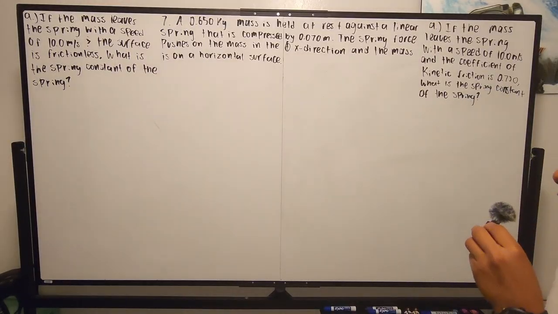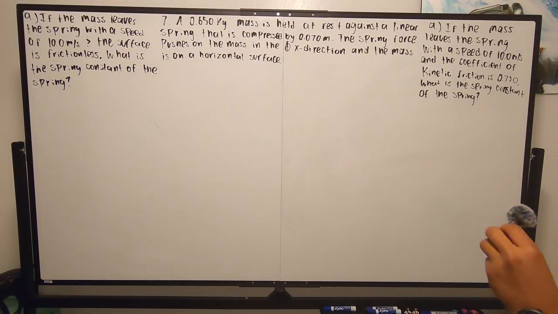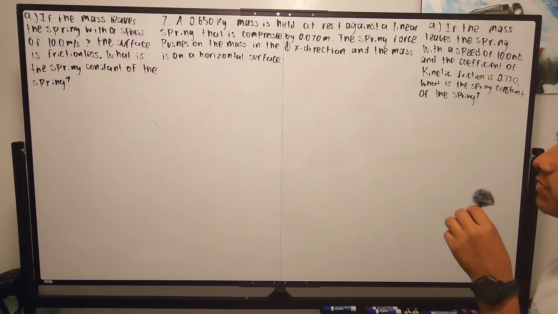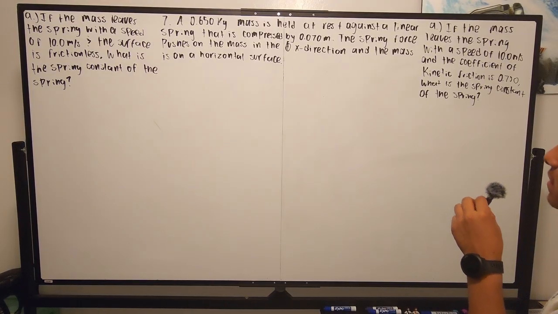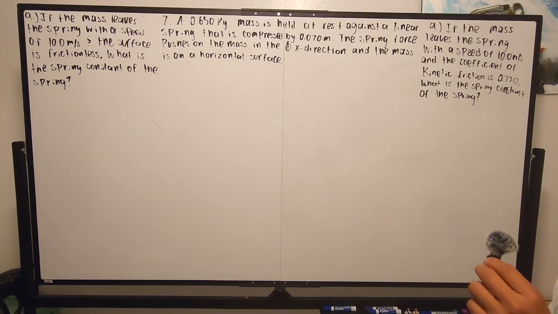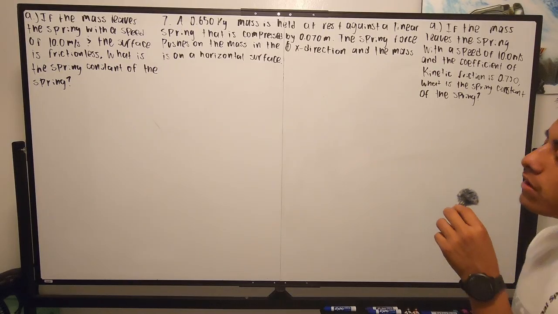The next problem, number 7, says that a 0.65 kilogram mass is held at rest against a linear spring that is compressed by 0.7 meters. The spring force pushes on the mass in the positive x direction, and the mass is on a horizontal surface. Part A says that if the mass leaves the spring with a speed of 10 meters per second and the surface is frictionless, what is the spring constant of the spring?